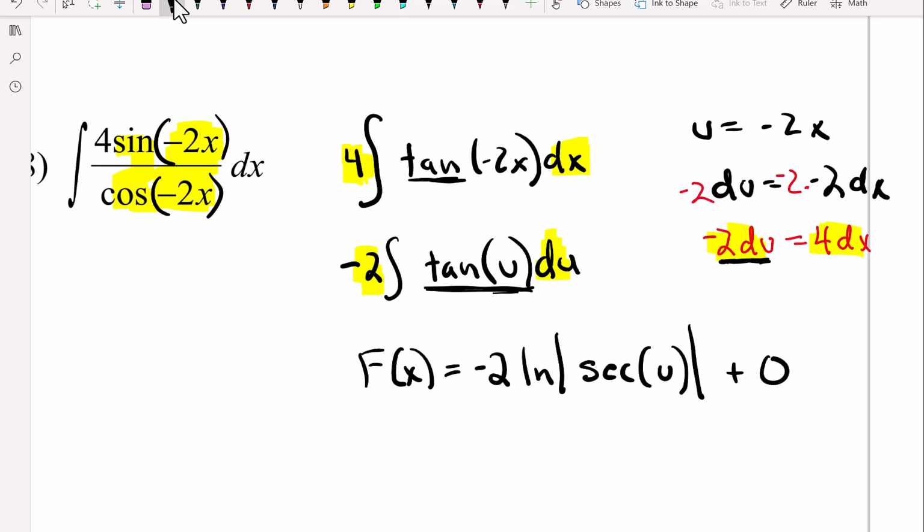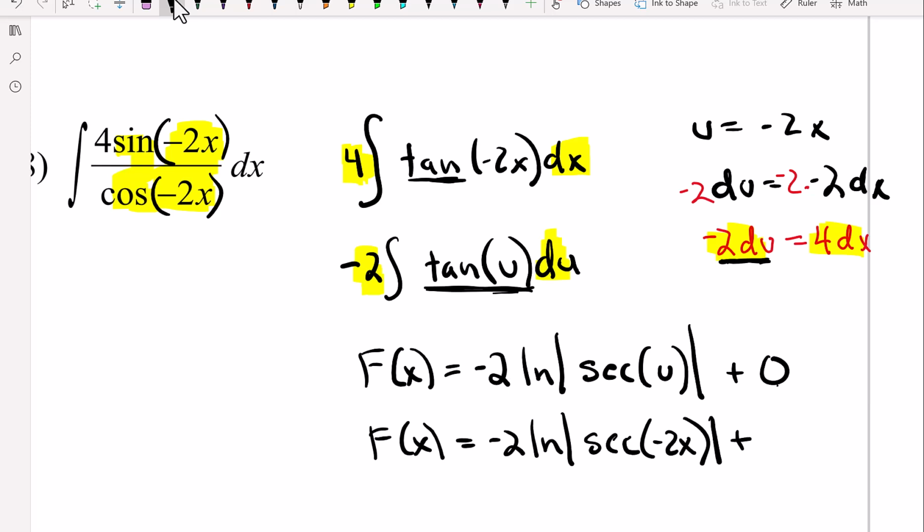All right, and then we can replace. So f of x is equal to negative 2 times the natural log, absolute value of secant, negative 2x, that's the theta, and then the antiderivative of 0 is the constant c.